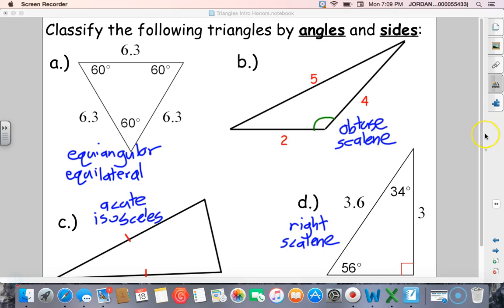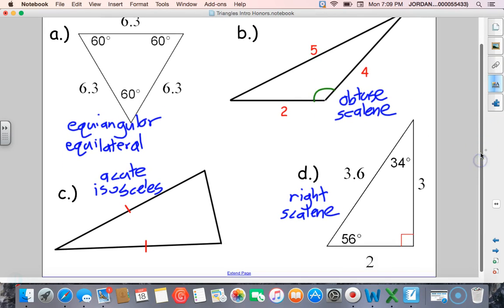Alright, so you can see this first triangle is obviously equiangular because all angles are 60, and it's equilateral because all the sides are 6.3. This one is obtuse because you have a large angle here that's bigger than 90, and scalene because all the sides are different. And this one, these tick marks indicate that these two sides are equal, which makes it isosceles, and all the angles are less than 90, so that's an acute triangle. The last one, D, is a right triangle because you can see the right angle. It's got one right angle, and it's scalene because all the sides are different.